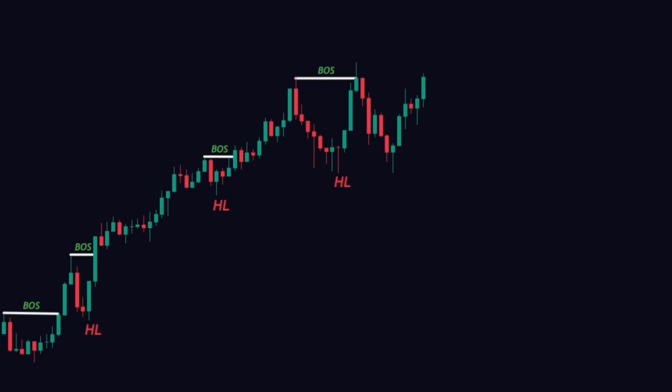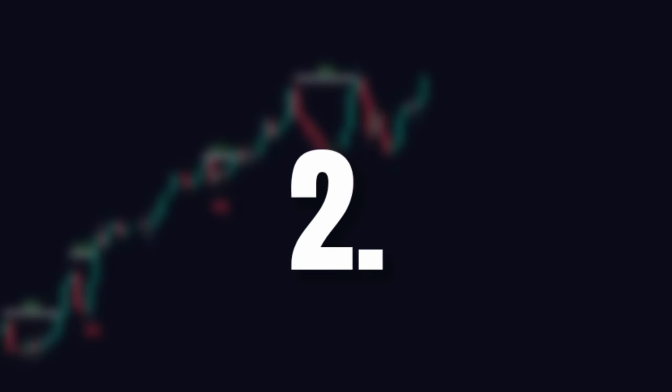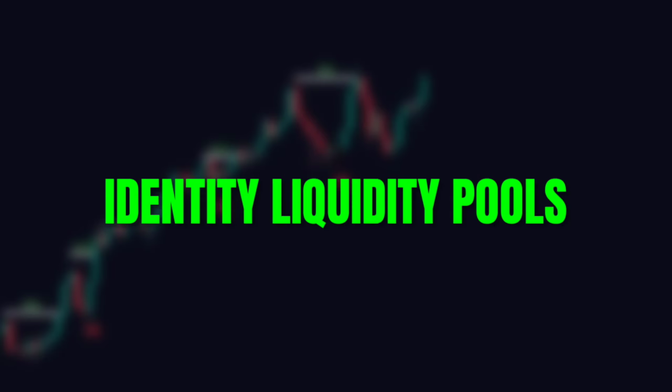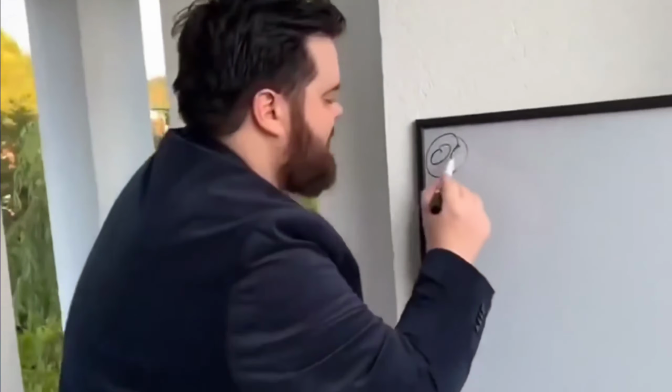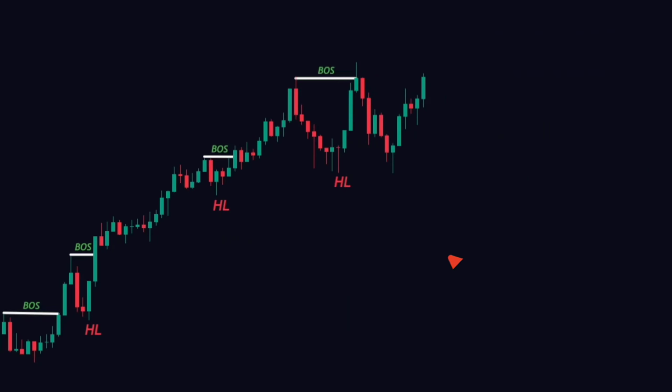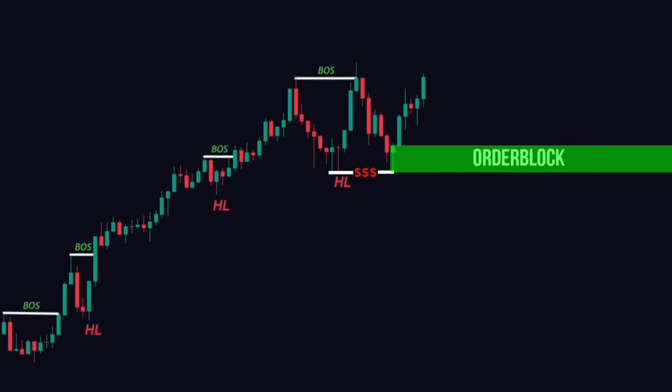Now that we've confirmed the market structure on the lower timeframe aligns perfectly with the higher timeframes, it's time for the next crucial step: identifying liquidity pools. Let me show you exactly how to do it. This right here is our liquidity pool. Why? Because it's a double bottom, making it a prime target for liquidity grabs. And just above this liquidity pool, we have our order block, the key zone we're watching.